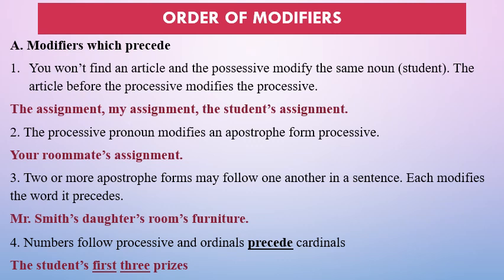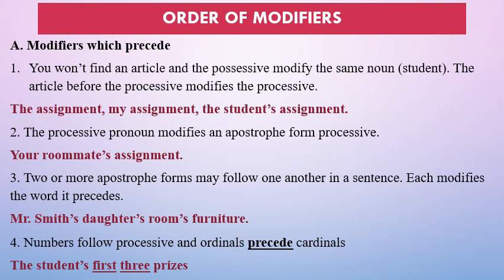Now, the third part, it could be the fourth part or the third part of this PowerPoint show. We are talking in this part about the order of modifiers. Here in this part, we have two types of modifiers. Some modifiers precede the word which they modify, and others follow the word they modify. And I'm saying here a word because it can be a noun, it can be an adjective, whatever. Okay?